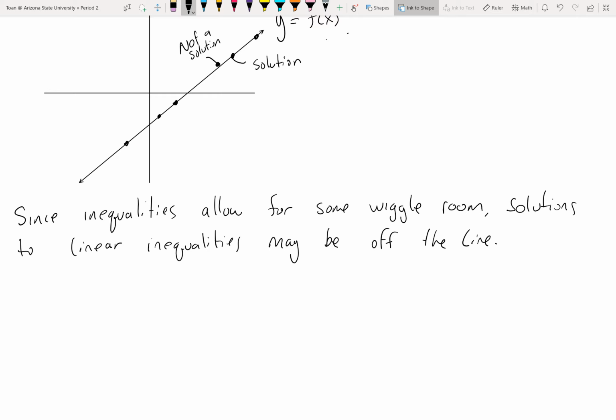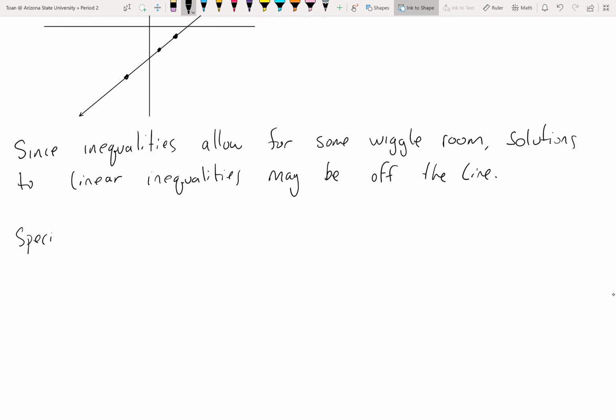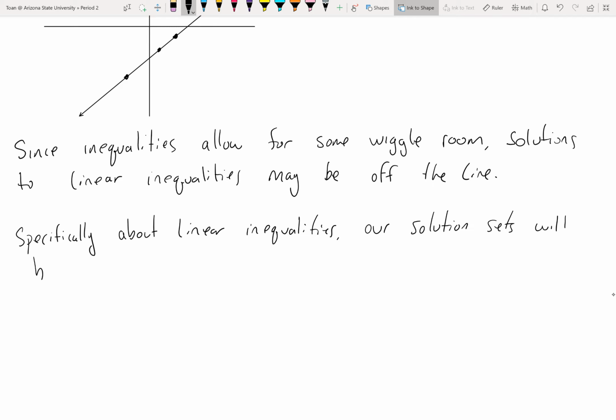Now, if we're talking specifically about linear inequalities, our solution sets will be half planes. Right. And that is a technical term. It literally means what it sounds like. Your answer to a linear inequality will always be half of your coordinate grid. Right.